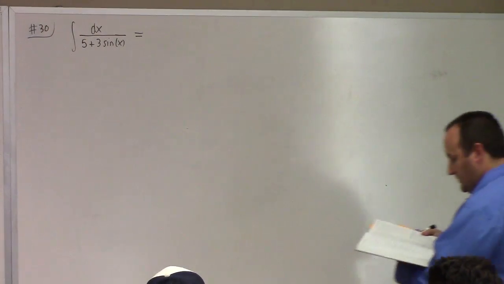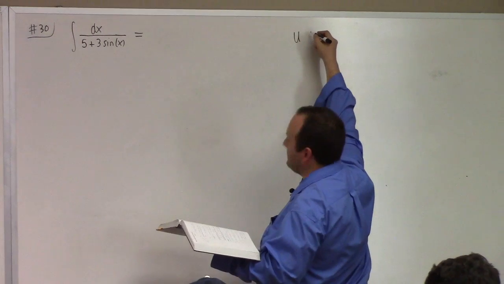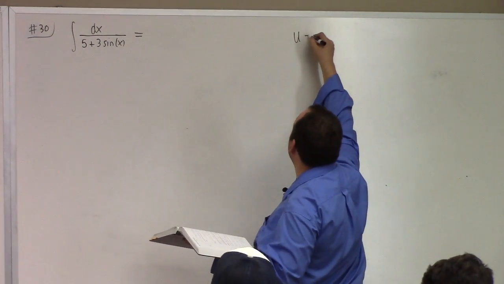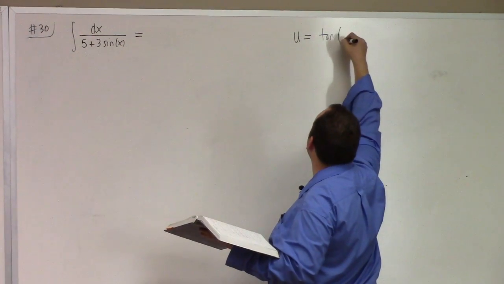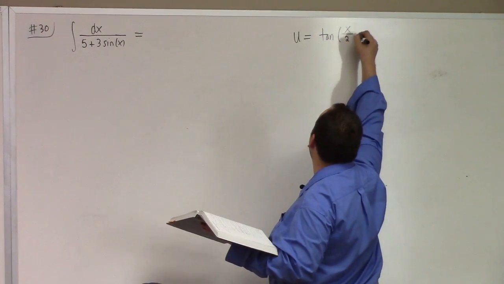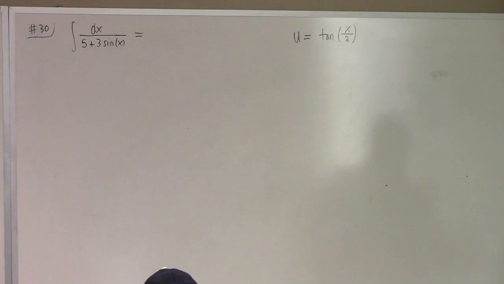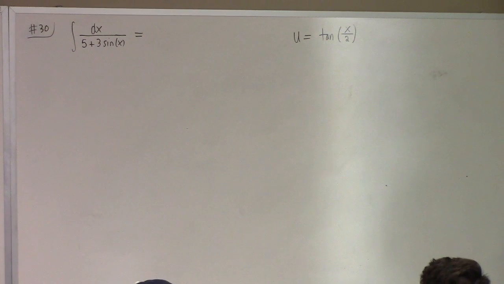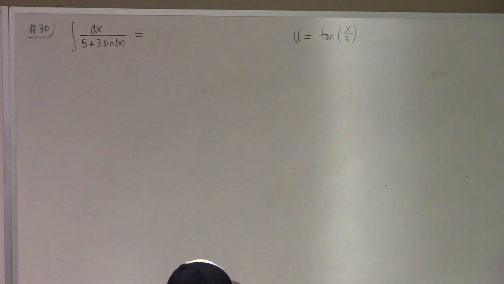So the Weierstrass substitution is basically based on this little trick right here. What you do is you let u equal to the tangent of x over 2. Now, let's see here if I can. It's been a little while since I've worked out the Weierstrass substitution. Let me see if I can explain it to you.